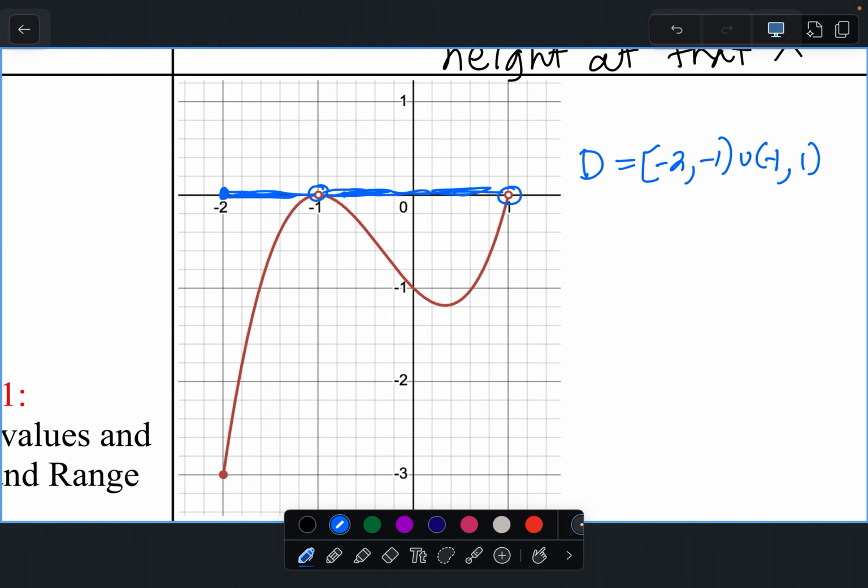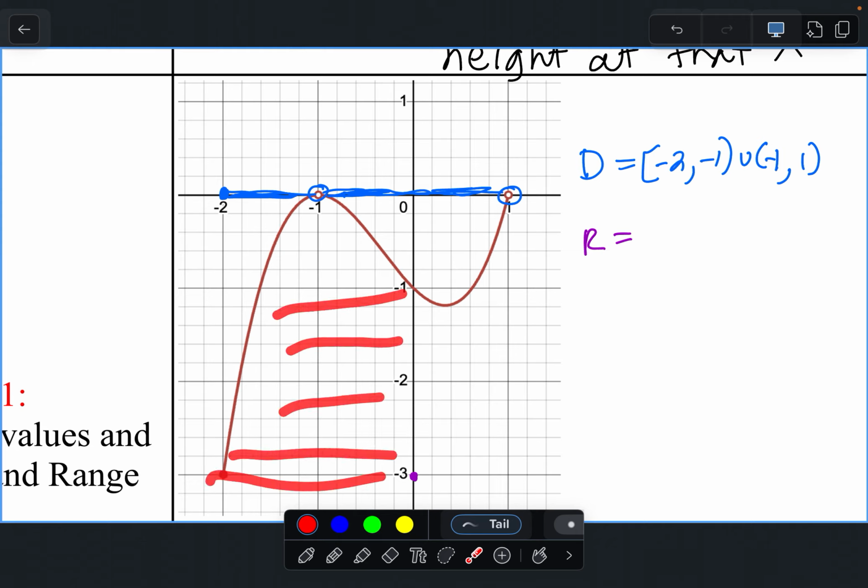Now let's talk about our range. Our range is our bottom of the graph to the top of the graph. If we could somehow put a shadow of the graph along our y-axis. We have some y's here, over here, see? We have y's all the way up.